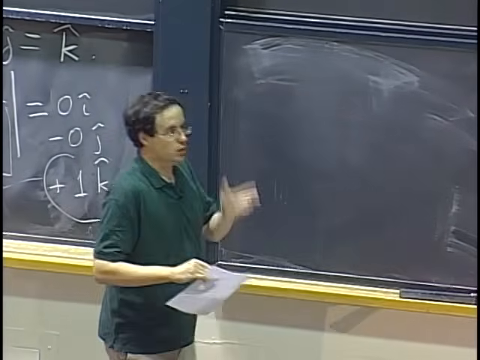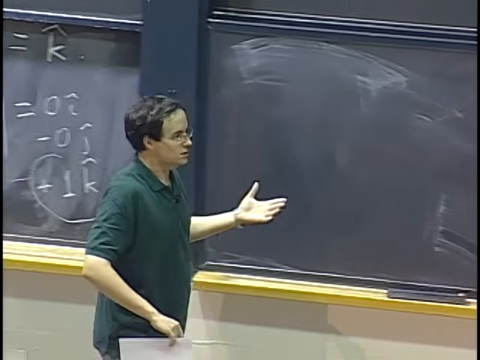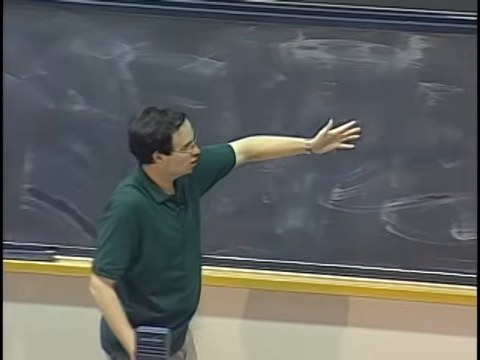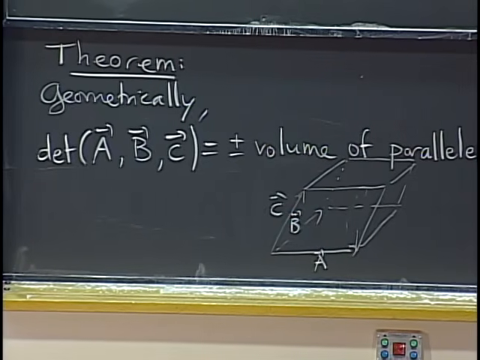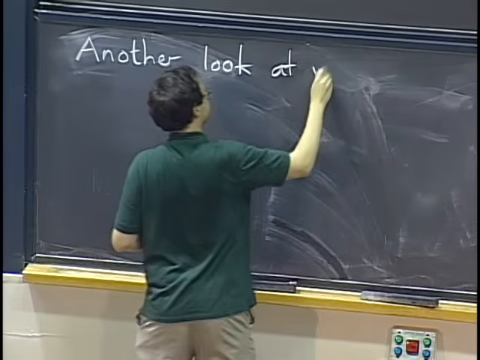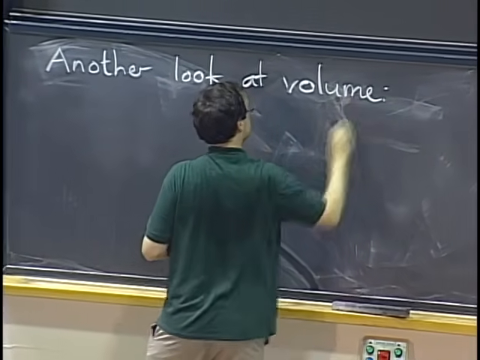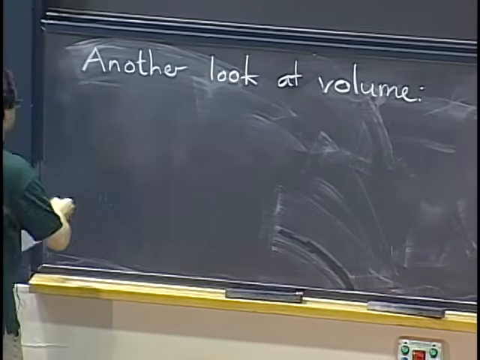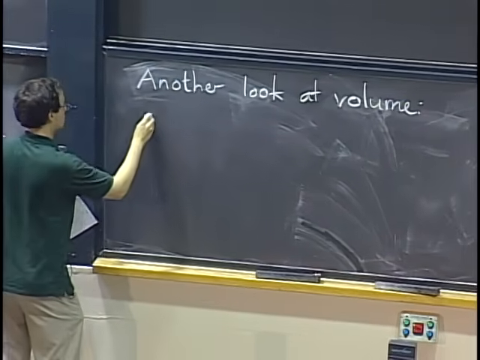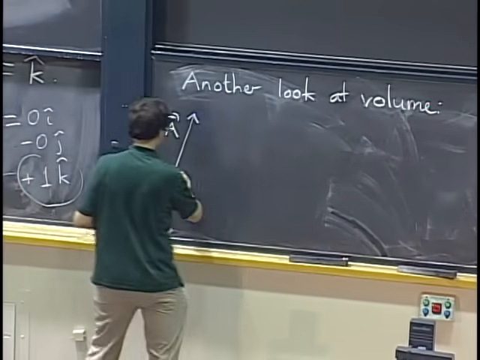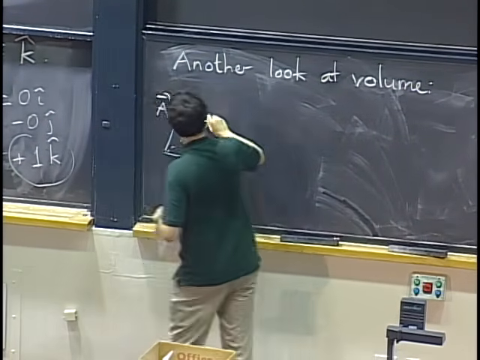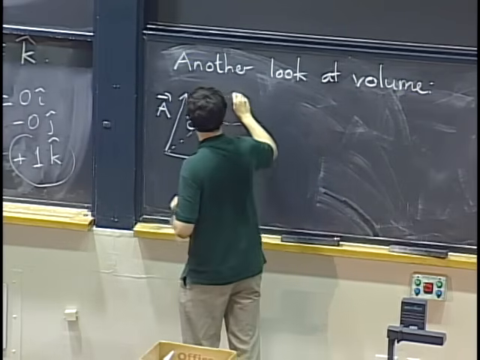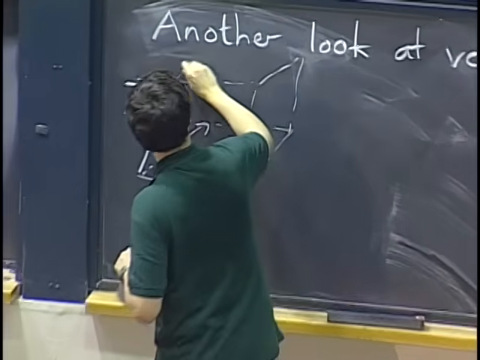So let me return to the question that you asked a bit earlier about how do I find volume if I don't want to know about determinants. Well, let's have another look at the volume. Let's say that I have 3 vectors. Let me put them this way, A, B, and C. And let's try to see how else I could think about the volume of this box.